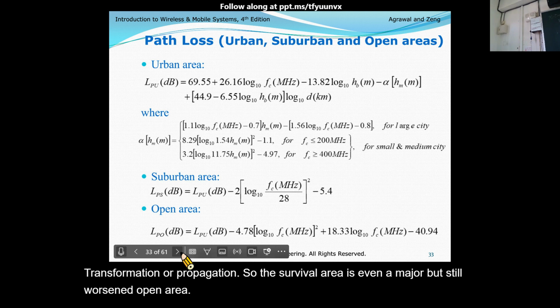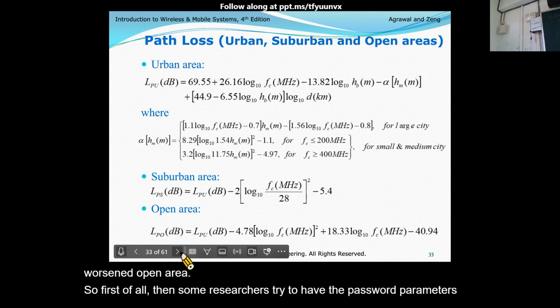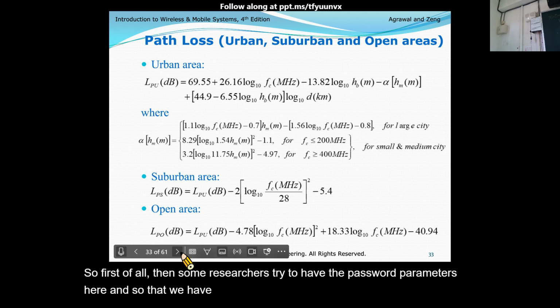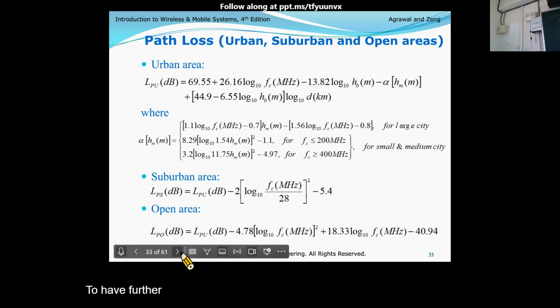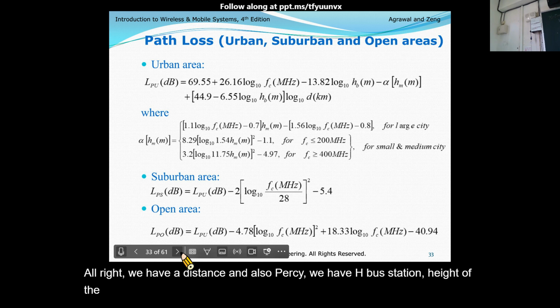So first of all, some researchers try to have the possible parameters here, so that we have the formula. To have the formula here, look at this. We have a carrier frequency, we have a distance. And also previously we have H base station, height of the base station, and height of the mobile station. And also we have the specific function alpha.